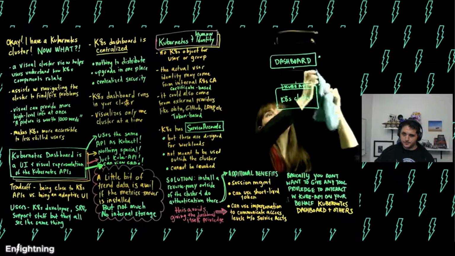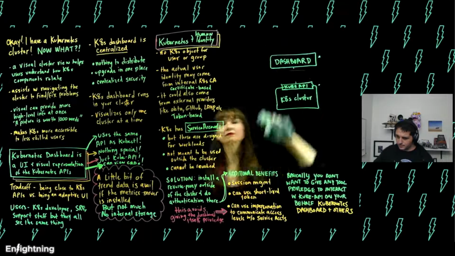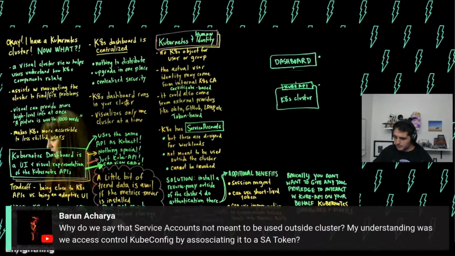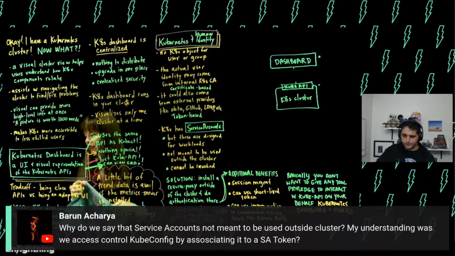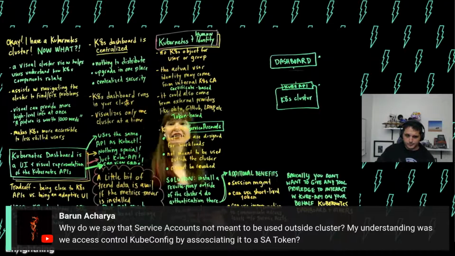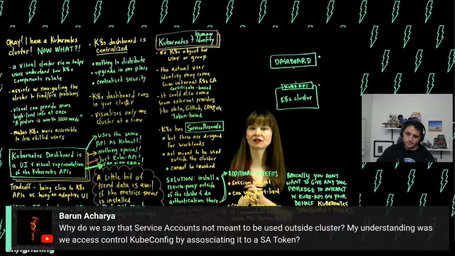So I'm glad we're having this conversation. Barun has a question. And that is, why do we say that service accounts are not meant to be used outside of the cluster? My understanding is that access control is done via kubeconfig by associating it to a service account token.